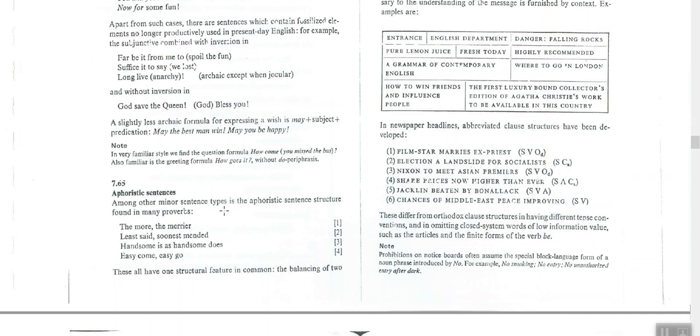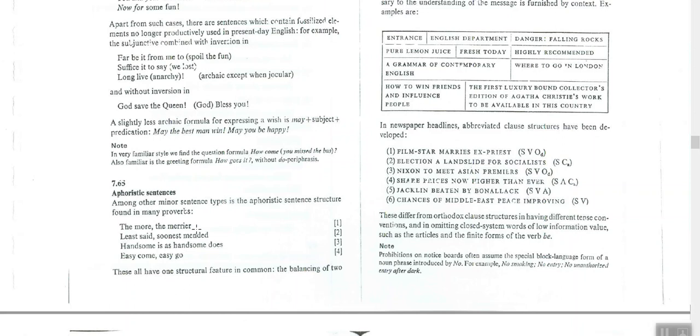Aphoristic sentences. We'll have aphoristic sentences and block language, and we'll finish this. What are aphoristic sentences? Among other minor sentence types is aphoristic sentences, or sentence structure found in many proverbs. We can find aphoristic sentences in many proverbs. For example, the more the merrier.